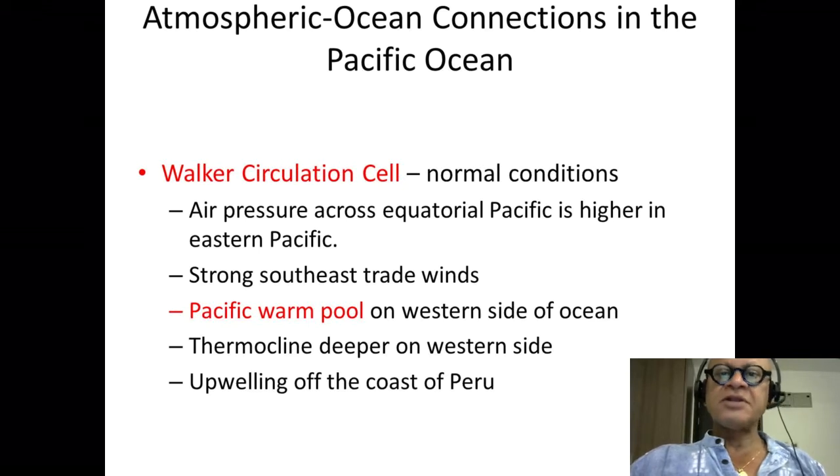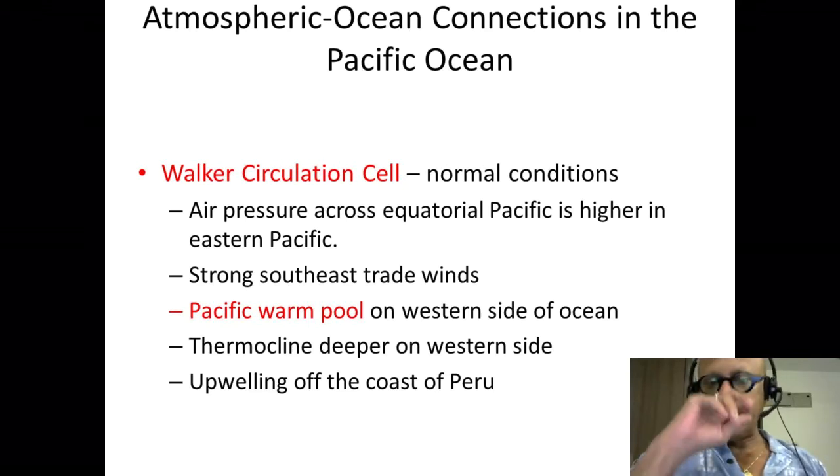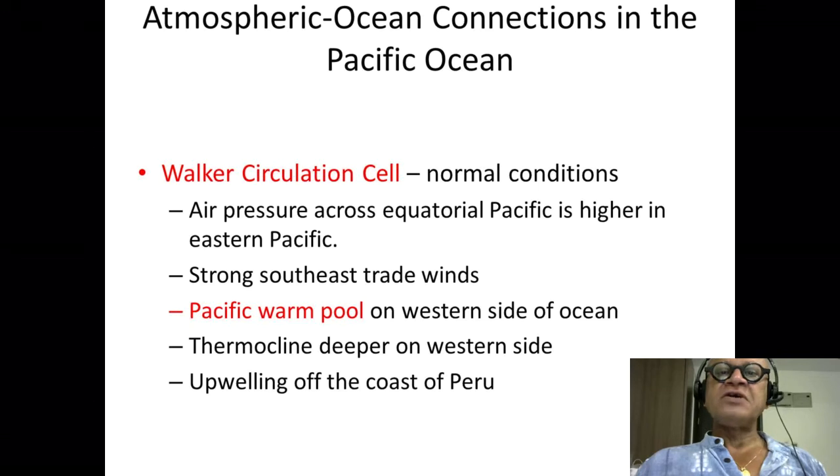Nothing new, but it's a new piece of information. So you make sure you understand it. What is it? It's called Walker circulation. How does it relate to everything you have learned?